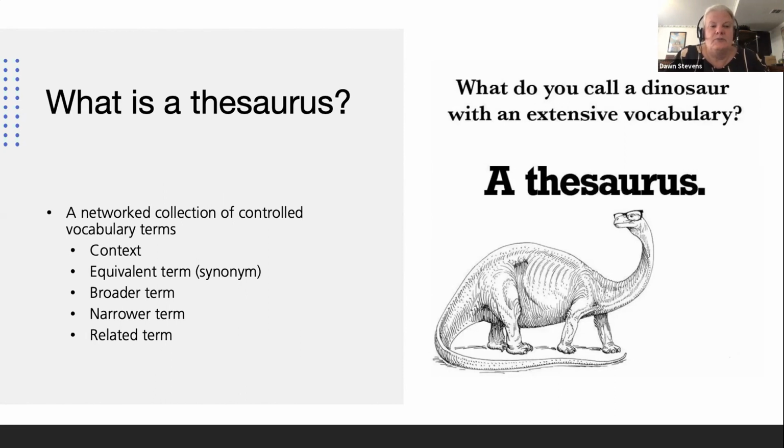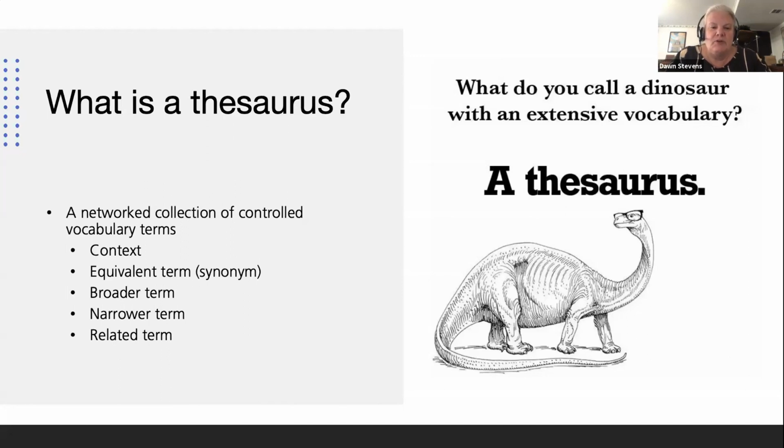So the thesaurus is going to give us that context. It's going to provide those equivalent terms. It's still going to give us broader and narrower terms like we saw in hierarchy, and it's also going to build this ability to start to have related terms to what you have.